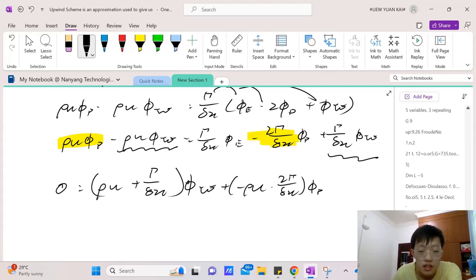And lastly, we have phi e. So the only phi e term is this. So just put it at the back.